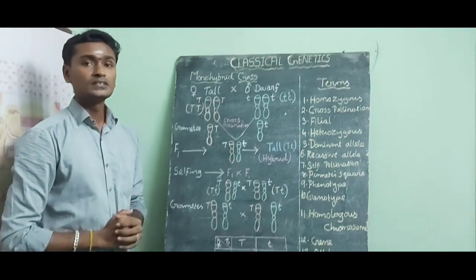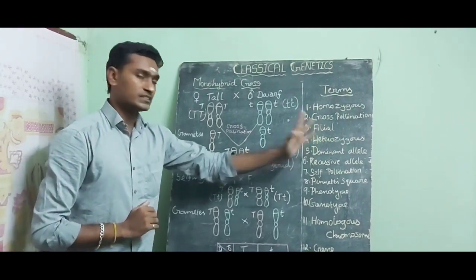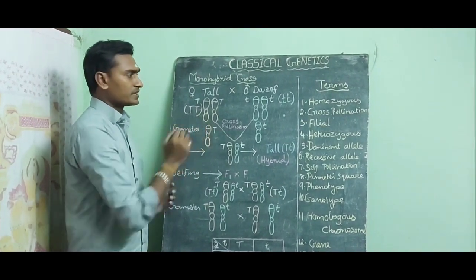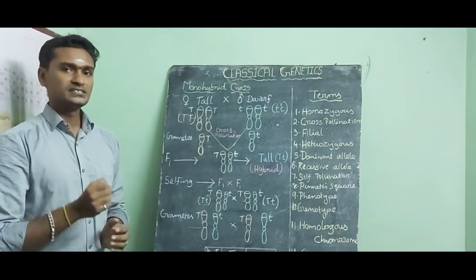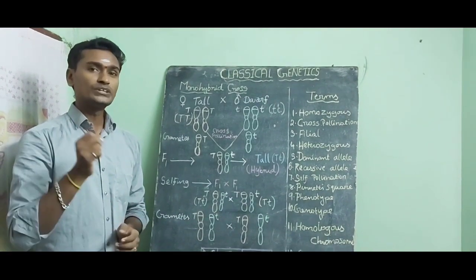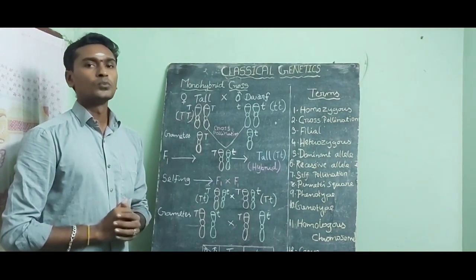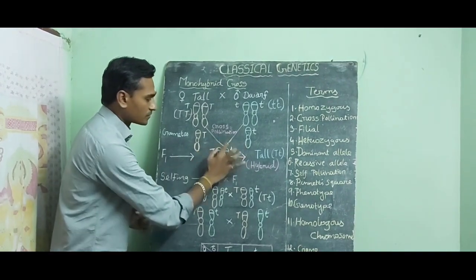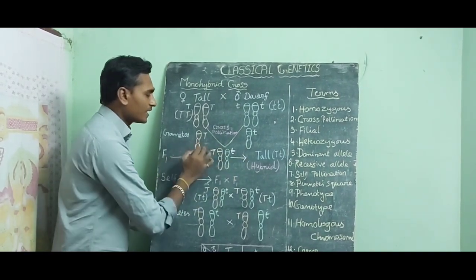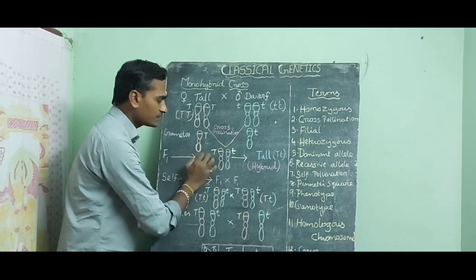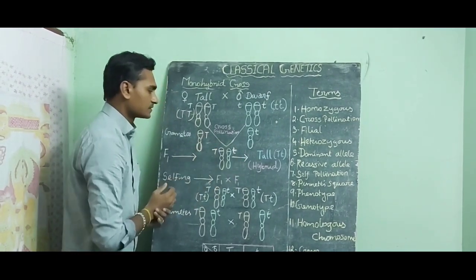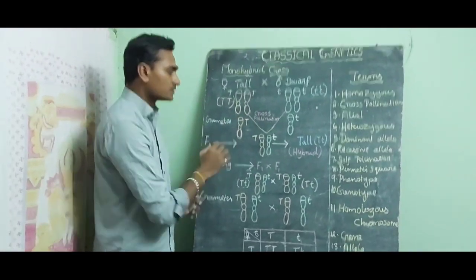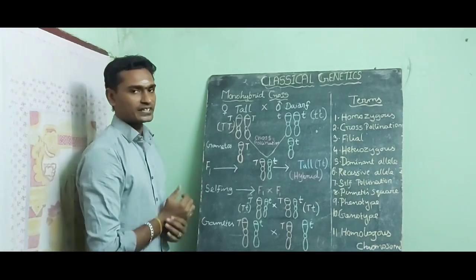The next term is heterozygous. Hetero means different. So heterozygous means a particular gene having two different alleles on both homologous chromosomes. So it is a homologous chromosome and it has two different alleles. One contains capital T, the other contains small t. So this condition is called heterozygous.